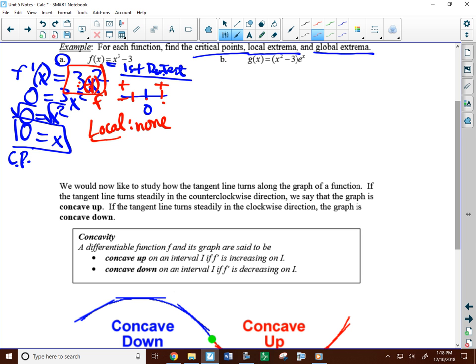And again, there's no global either, because it's x cubed. There was a critical point, but there's no action. This function just looks like this. It levels off, but then it keeps going. So at just one point the slope is 0, but it doesn't actually become a maximum or minimum because it doesn't go back down.